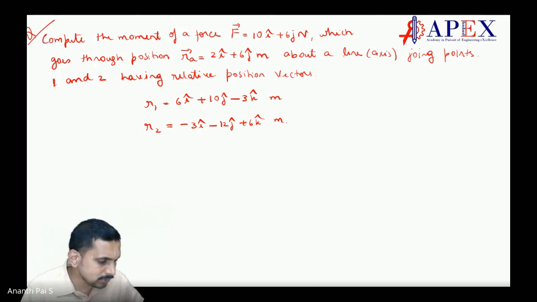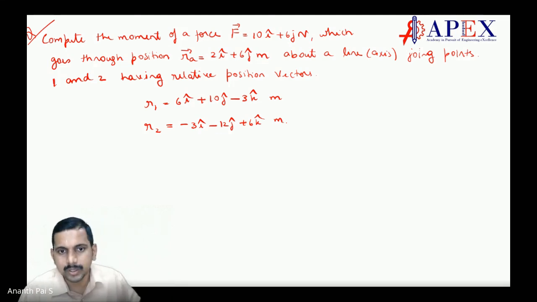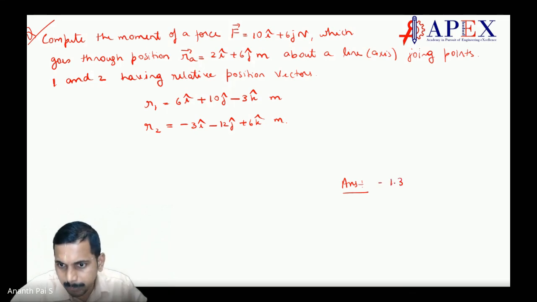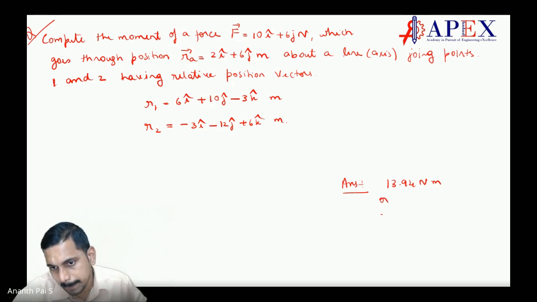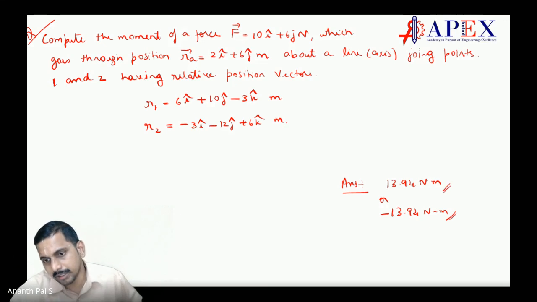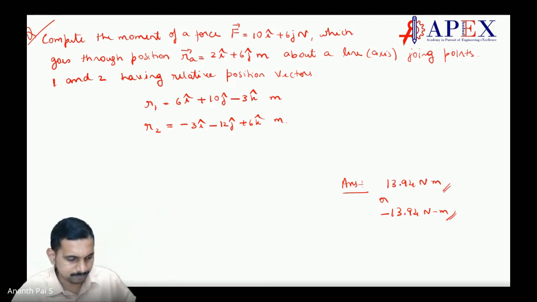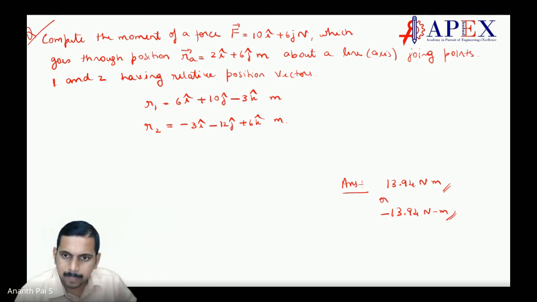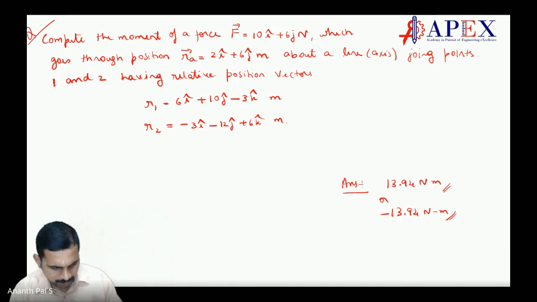Okay, write this down. This we will solve tomorrow. If you can solve it, I'll give you the answer. If you can solve it, the best. Answer is either 13.94 Newton meter, or minus 13.94 Newton meter. Both are right. If you get one among these, both are right. It comes within 3 or 4 steps. Okay, you can do it. It's not a big problem. So think and do it.